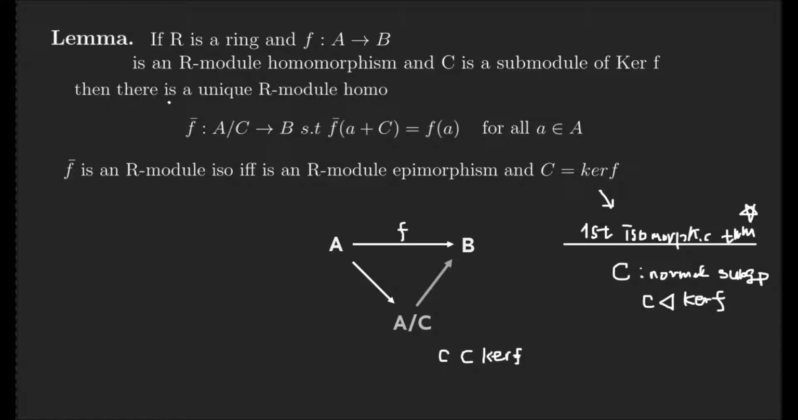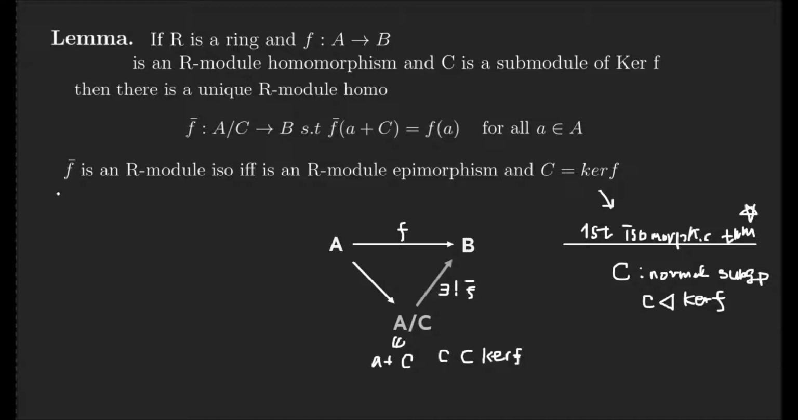Then there is the unique R-module homomorphism from A quotient C to B, such that, because this is the quotient group, the element consists of this here, from A to C to FA. If we define the map for all elements in A, this is the unique R-module homomorphism.